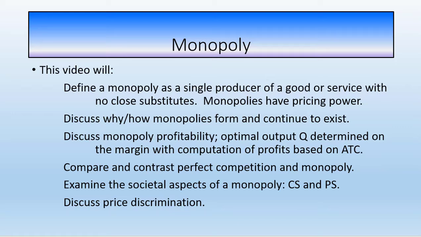We'll discuss monopoly profitability. We'll look at quantity, which is again determined by margins: marginal revenue equals marginal cost, and we'll compute profits based on average total cost and prices. We'll compare and contrast perfect competition and monopoly pretty much all along the way. It's pretty much natural to do that. We'll examine societal aspects of monopoly, consumer surplus, producer surplus, deadweight loss, and then we'll discuss price discrimination.